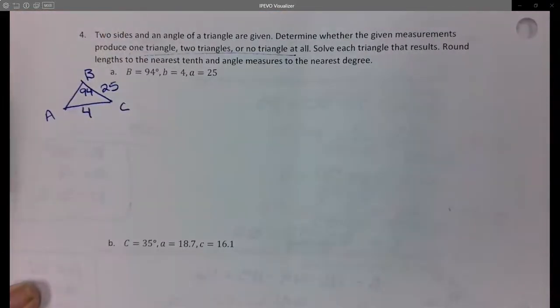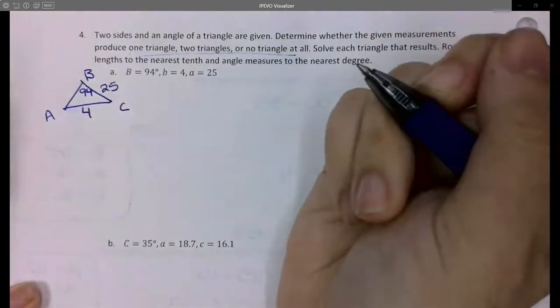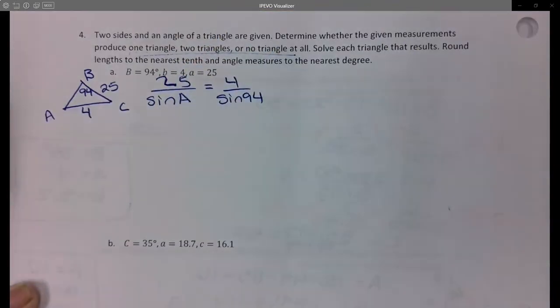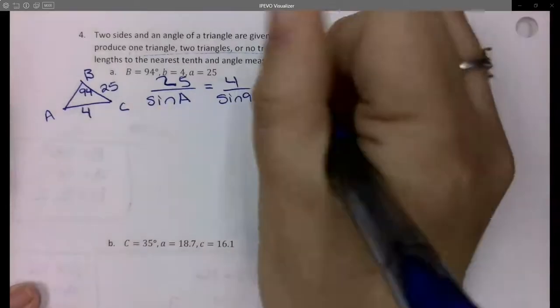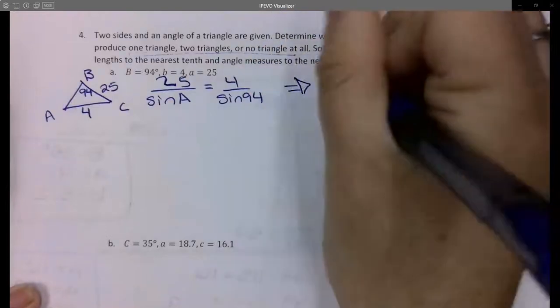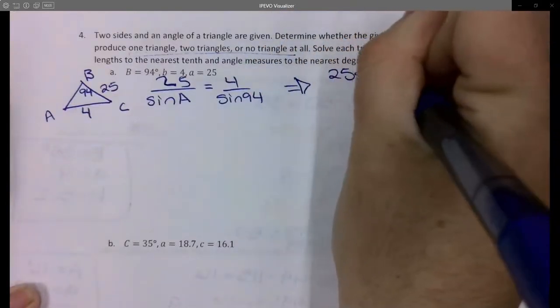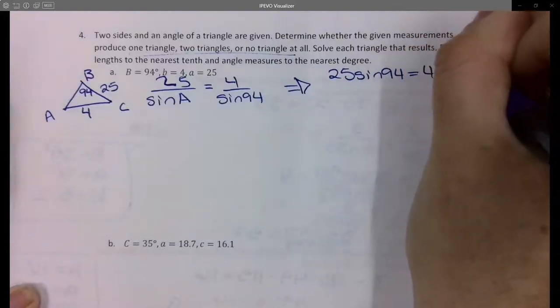So the first thing I want to do here is find my measure for angle A before moving forward. The way I do this is I use my law of sines. I have my side length for A, which is 25. I don't know my angle measure, so that's going to be sine of A. My B, I know my side length is 4, and my angle measure is 94. So then I want to isolate my sine of A, so I'm going to cross multiply. This is going to give me 25 sine of 94 equals 4 sine A.